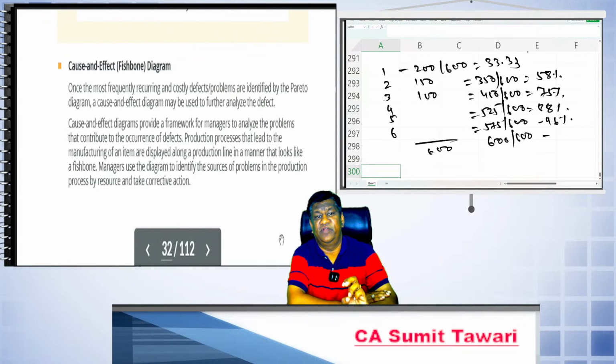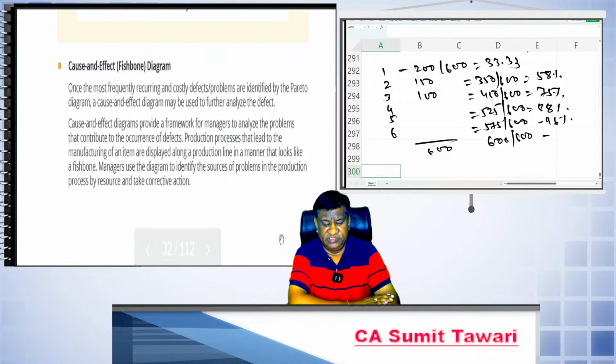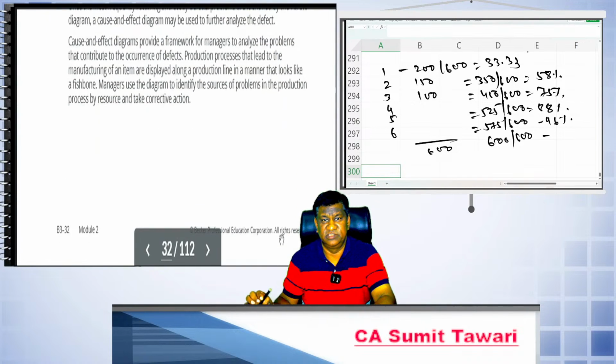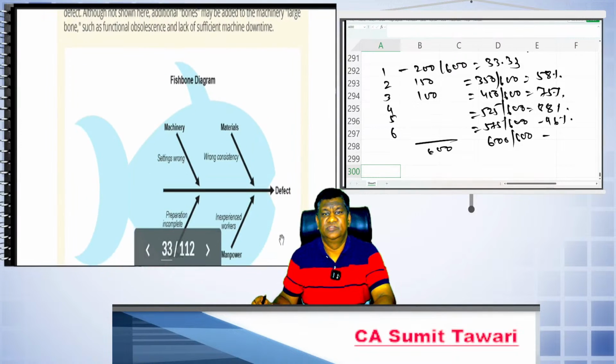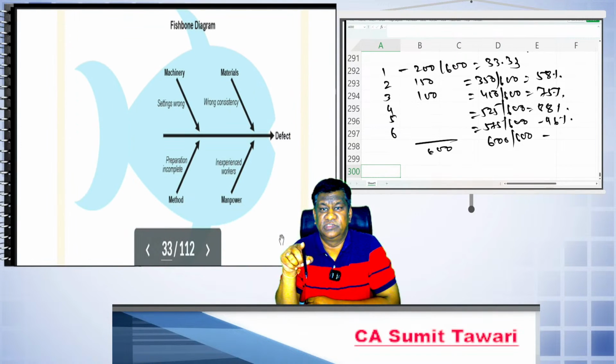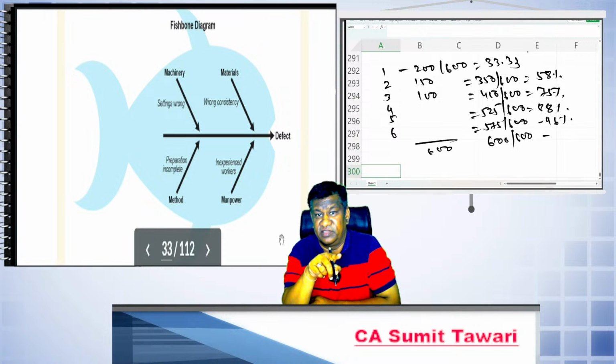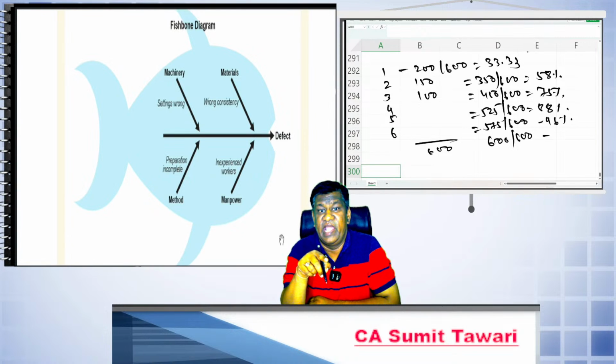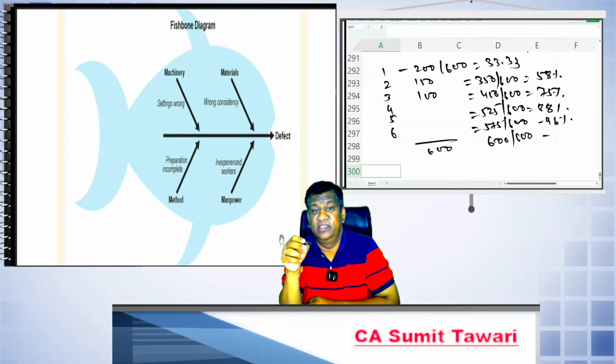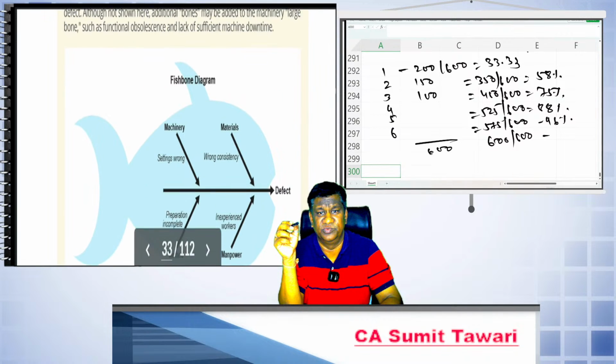So, cause and effect, the fishbone diagram. I'm just going to go to the diagram directly. Here, this is basically the defect, the horizontal line. And after that, the first are machinery and material. This is the reason for the defect. And then the method and manpower, which become the cause. Cause and effect, basically the issue here.